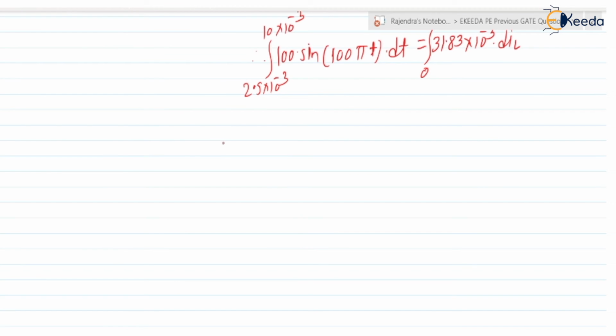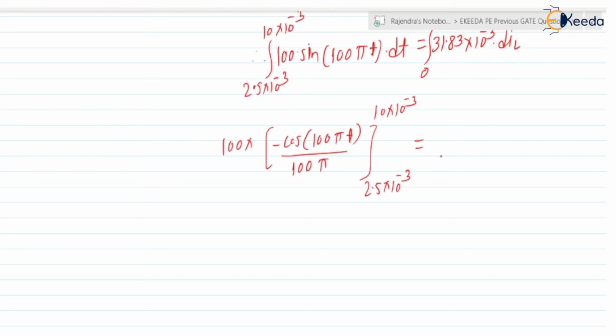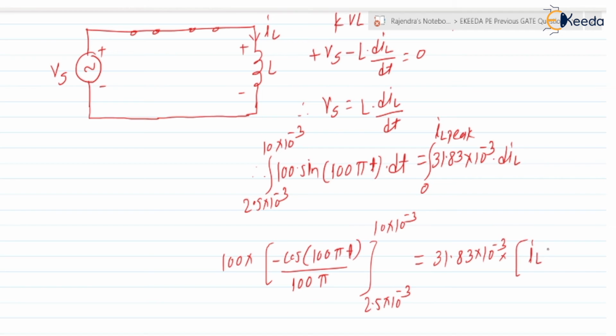If we simplify it, we can write 100 into the integration of sine, which is minus cos, so minus cos of 100 pi t divided by 100 pi, with limits 2.5 into 10 to the power minus 3 till 10 into 10 to the power minus 3, is equal to 31.83 into 10 to the power minus 3 into the integration of 1 dIL. The integration of 1 dIL is nothing but IL, from 0 to IL peak.